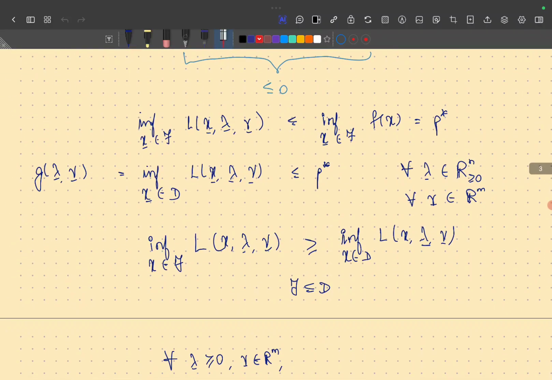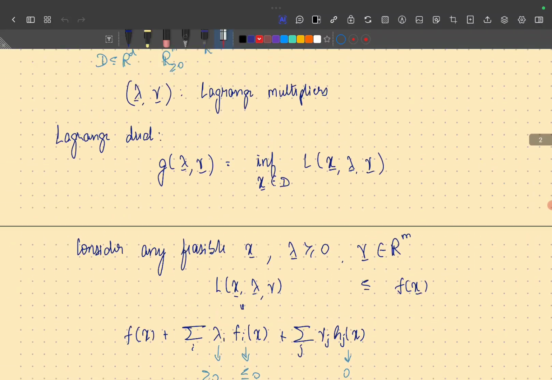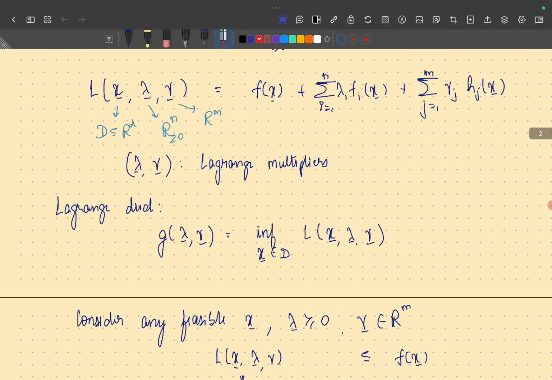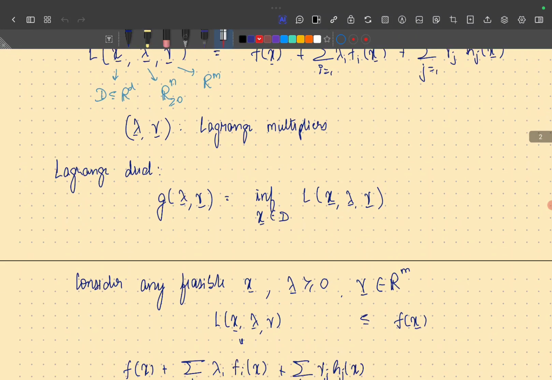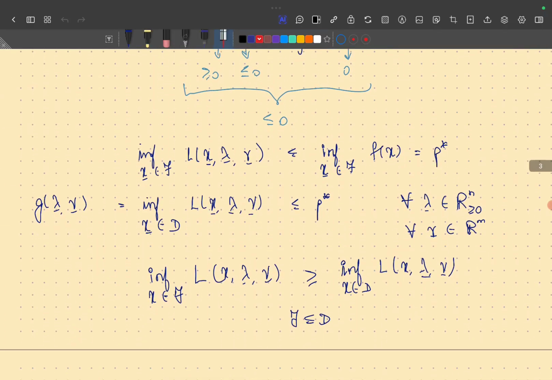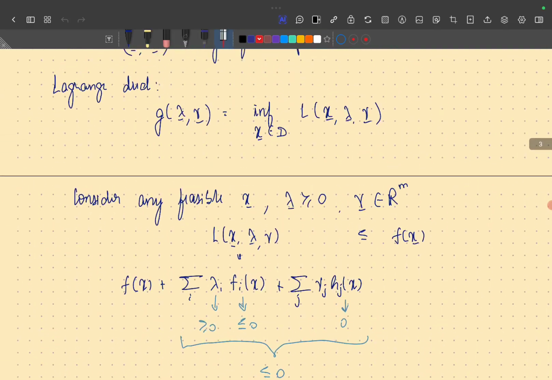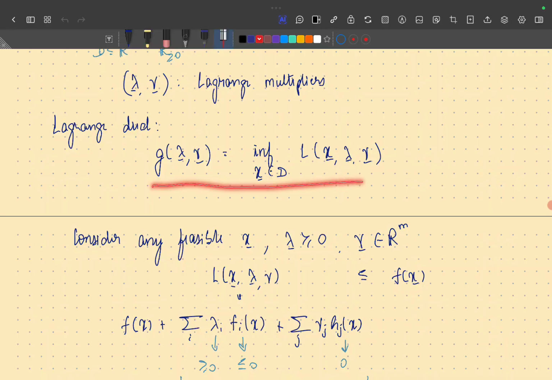So we defined these two important notions. One was the Lagrangian, and the other was the Lagrange dual. And using this, we observed that the Lagrange dual always gives you a lower bound on p star. For every lambda that is element-wise greater than or equal to 0, and for every nu in R^n or m, the Lagrange dual gives you a lower bound on p star.